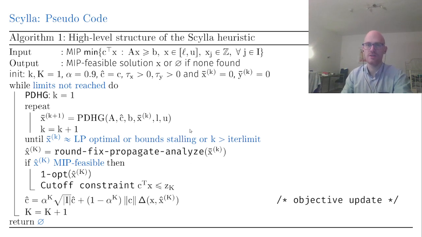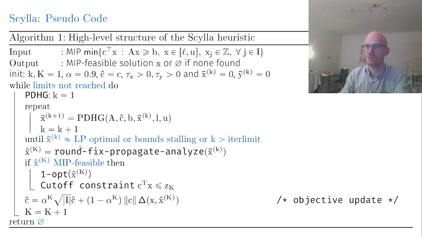So that means the integer variables remain at the same bound for many iterations of the algorithm, or k reaches the iteration limit, in which case we just terminate on the budget. So the last case is not supposed to happen that often. We typically reach LP approximate optimality or the bounds are stalling.